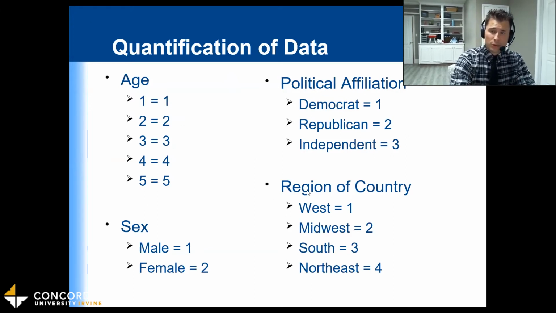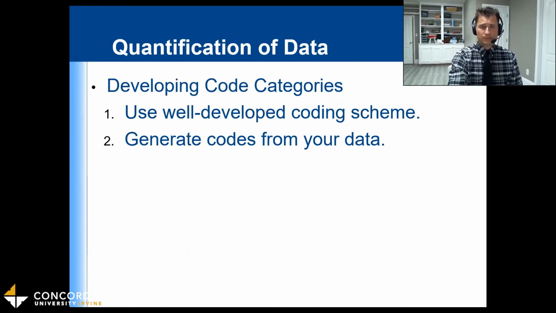Here are some examples of how we would quantify our data. This is also in relation to coding. So age. Age is very straightforward. 1 year old, 1 year old. Same number throughout. With sex, male and female, you're going to code a male as, for example, the number 1, and you're going to code females as 2. Political affiliation, 1, 2, 3. Regions of the country, 1, 2, 3, 4. Anytime we're doing quantification studies such as this, we're going to code our variables into specific coding categories.